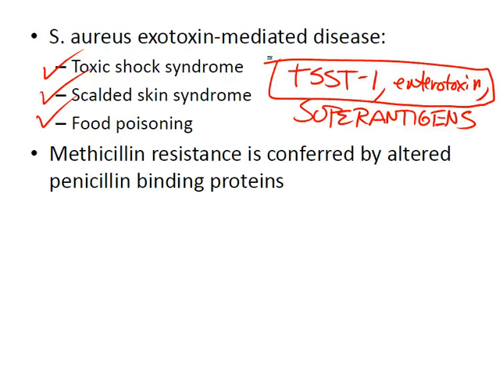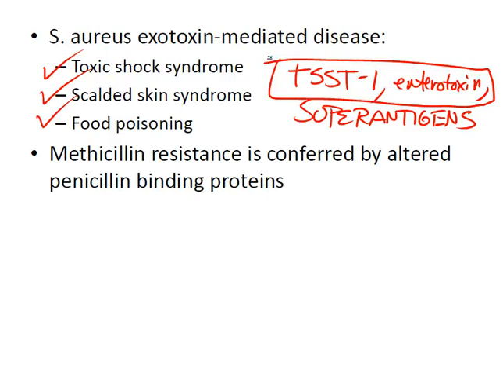So you get an increased pro-inflammatory cytokine release of IL-1, IL-6, and tumor necrosis factor alpha. So superantigens do not activate all CD4 T helper cells. Different superantigens are specific for different variable beta chains and activate different subsets of CD4 T helper cells.